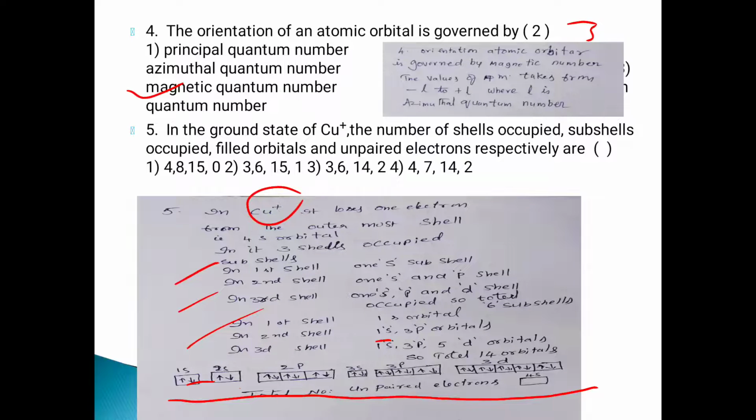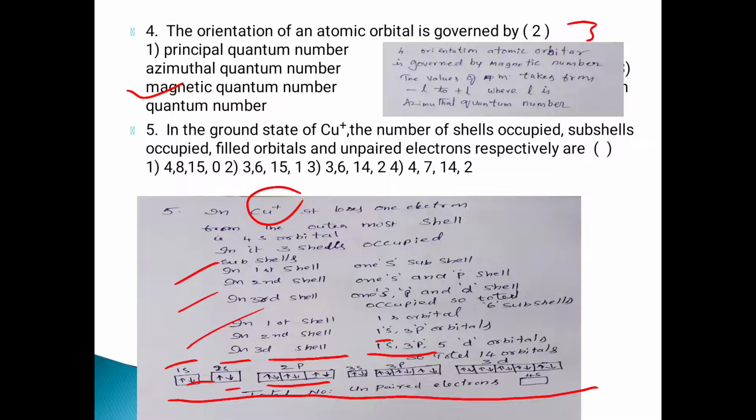There are only 6 subshells, and the number of filled orbitals: 1s, 2s, and in 2p 3 filled orbitals. Totally, if you count the electronic configuration as shown in the figure, 1, 2, 3, 4, 5, 6, 7, 8, 9, 10, 11, 12, 13, 14. So 14 are the filled orbitals.